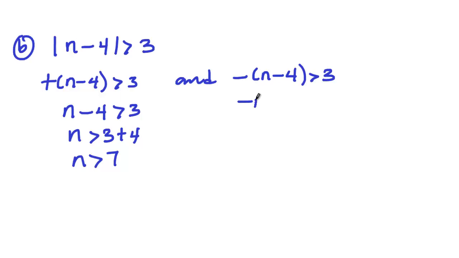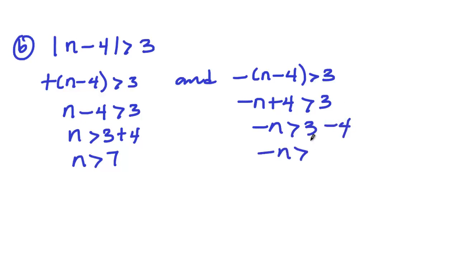Therefore, for this one we use minus to open this bracket. Minus times n, that is minus n. Minus times minus 4, that is plus 4, is greater than 3. So we have minus n is greater than 3 minus 4, that is minus 1. But there's something we need to be very careful of. You now divide both sides by the coefficient of n, which is minus 1. And when you divide any inequality, be it weak or strong, by a negative number, the inequality sign will change. So divide by minus 1, divide by minus 1.